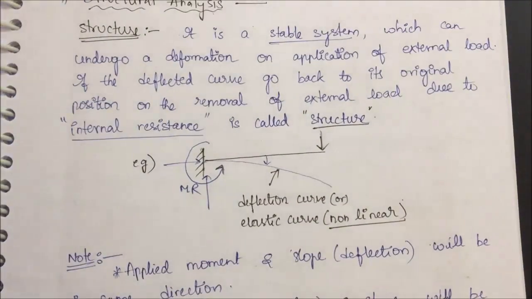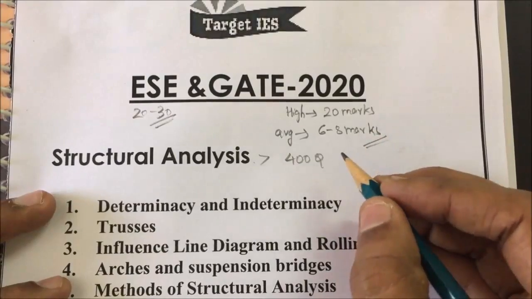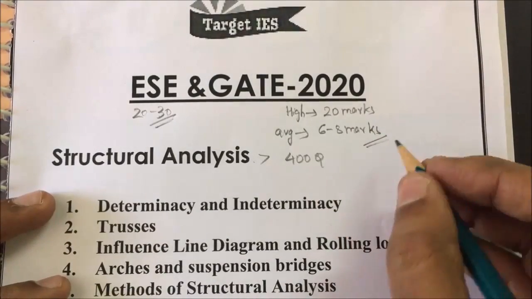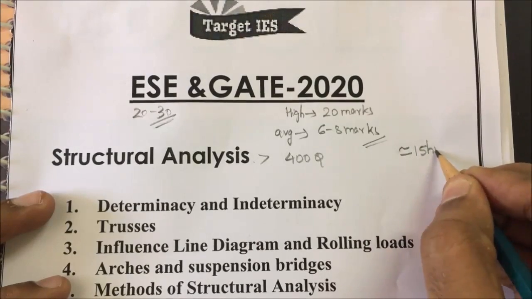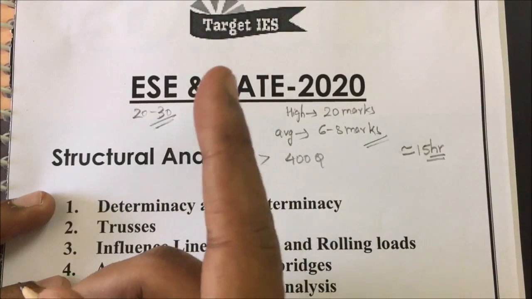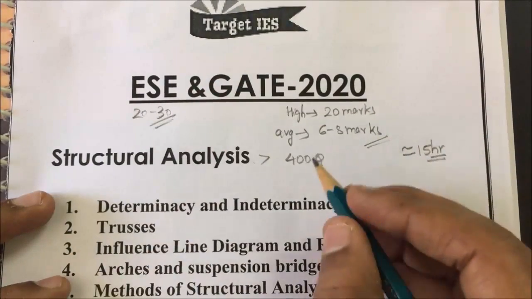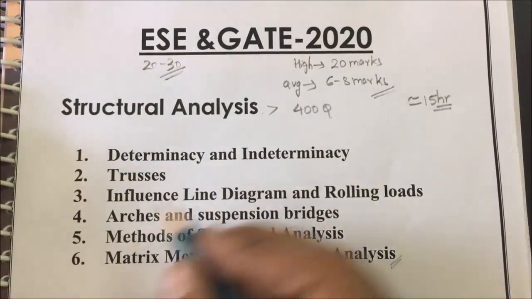So you need not waste your time copying down whatever I have written, so that we will be saving almost 75% of the time, and my target is to finish the entire structural analysis within or around 15 hours. I value your time, and I am trying to finish all these 400 questions including all the concepts of all these 6 chapters within 15 hours.